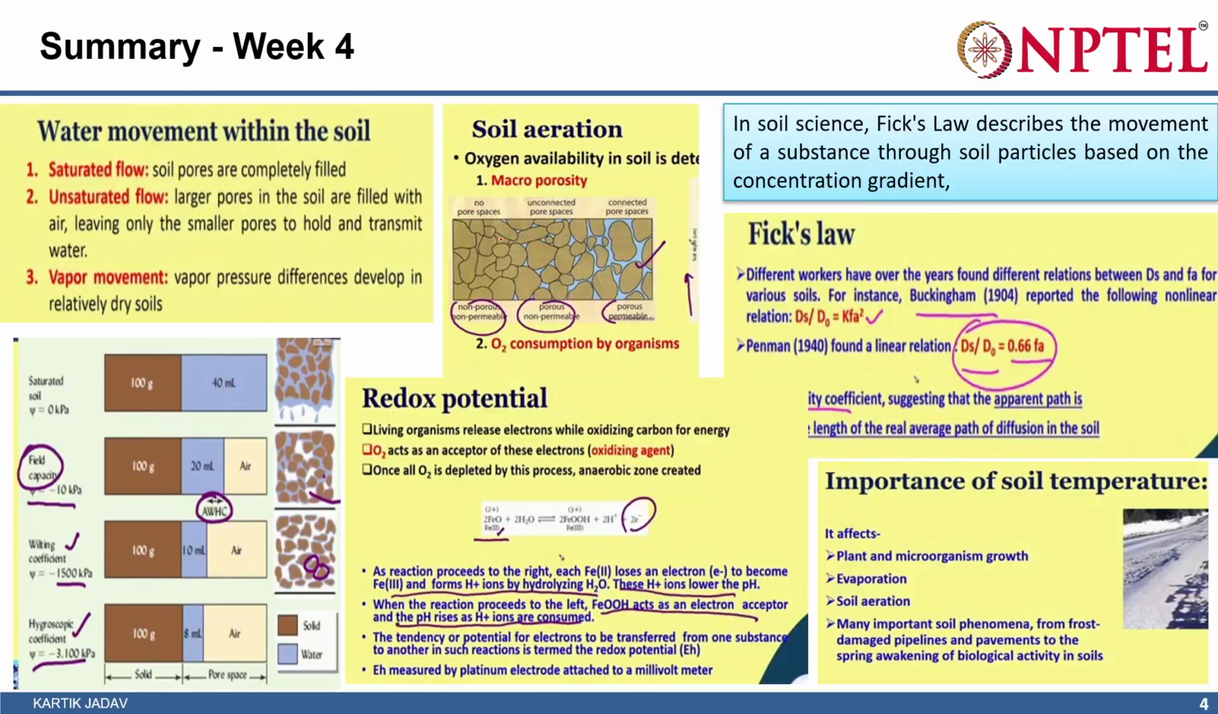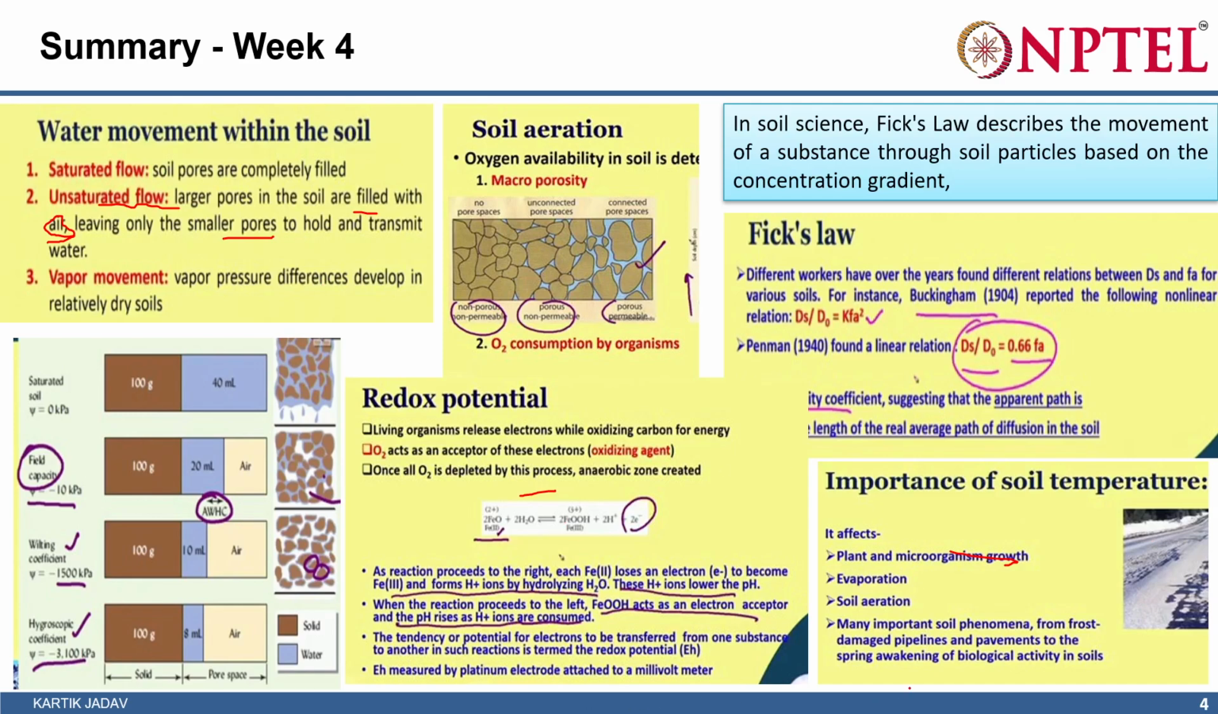So in last week we basically defined that water movement within the soil is generally of three types: saturated flow, unsaturated flow, and vapor movement. Saturated flow is when all the soil pores are filled with water and whatever flow of water occurs then is called saturated flow. After saturated flow, the water will drain by gravity and all these large pores will empty and fill with air. After that, whatever flow occurs through the small pores is called unsaturated flow. And vapor pressure difference develops vapor movement in the soil, which is called vapor movement in soil.